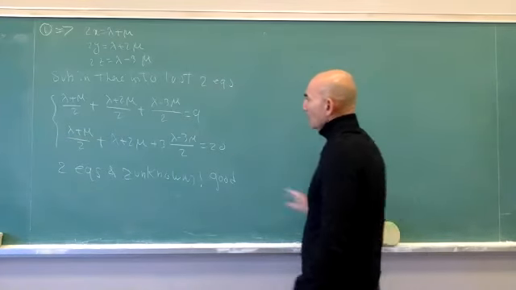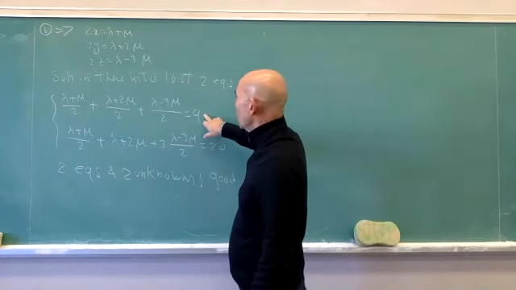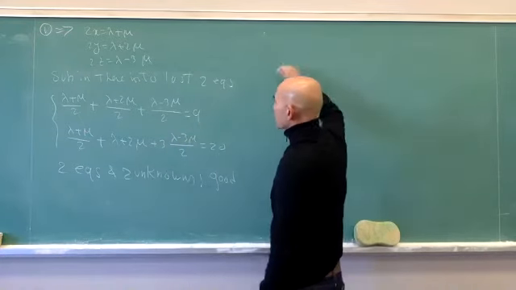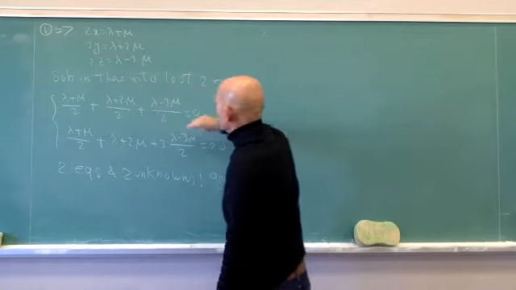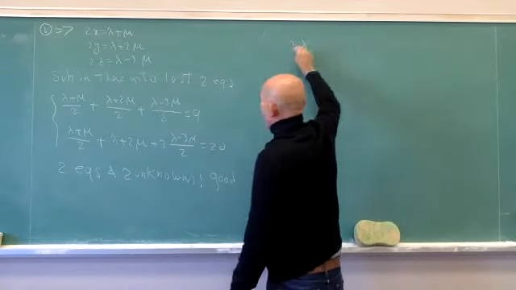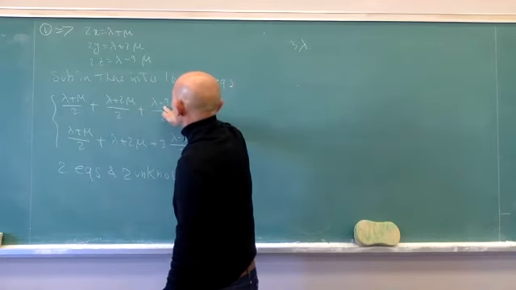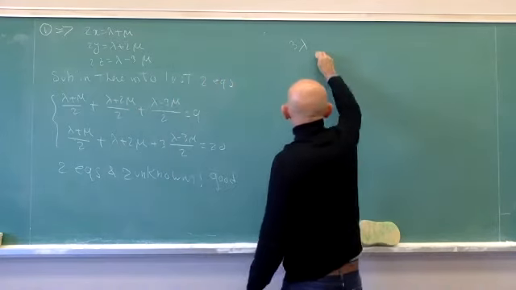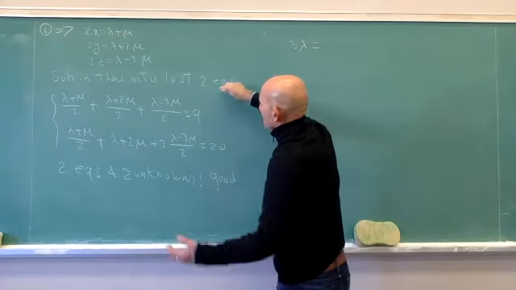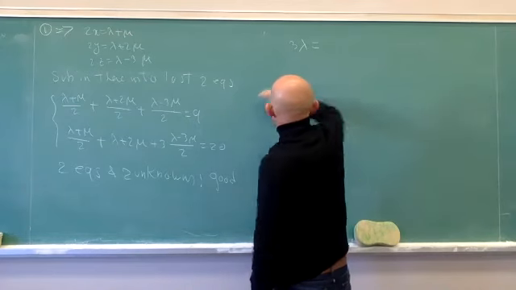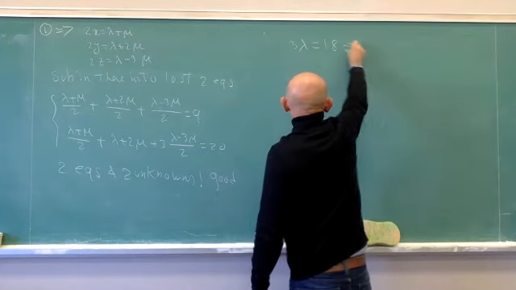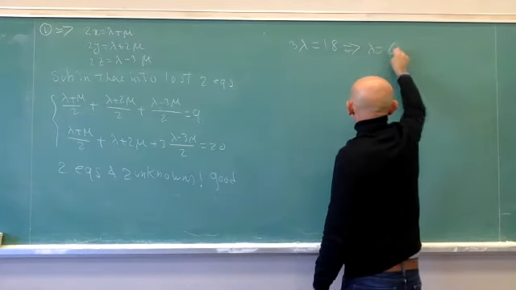Okay, so we can multiply through by 2 and then add, so we get lambda plus lambda plus lambda, which is 3 lambda. And then 2 mu minus 3 mu... the mu terms cancel, so 3 lambda is equal to, well, that's a very nice equation, equal to 18. The first equation tells me that lambda is equal to 6.